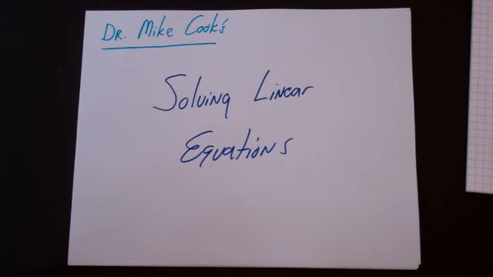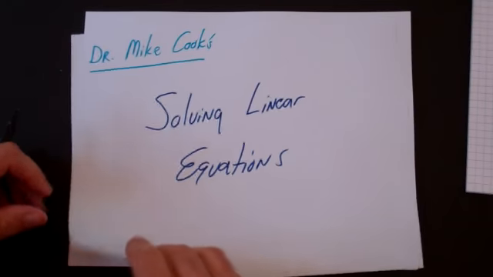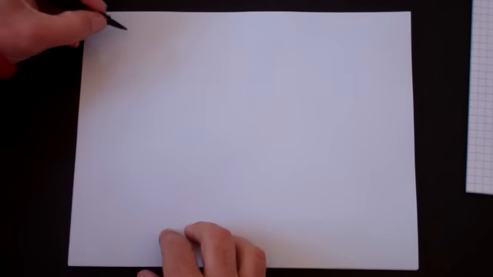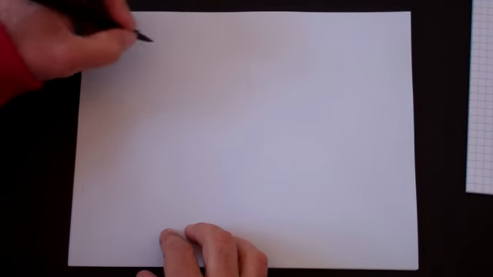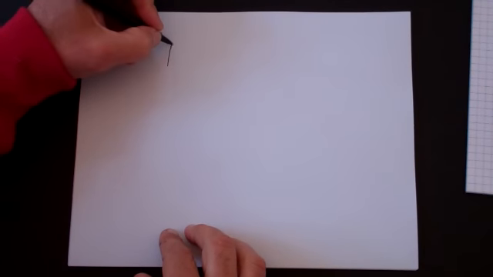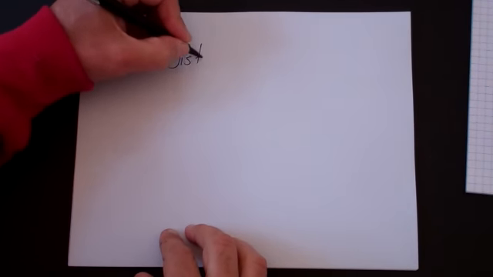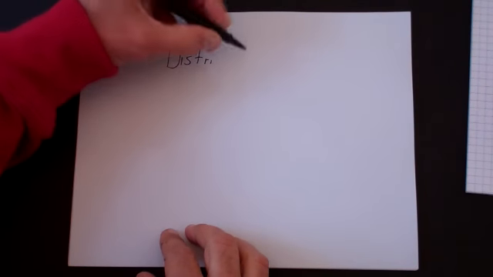Let's look at solving linear equations. Now, the trick to solving linear equations is to make sure that you do the steps in the right order. And here's an easy way to remember it. Well, the first thing that you're going to do is look to see if there's anything that you can distribute.